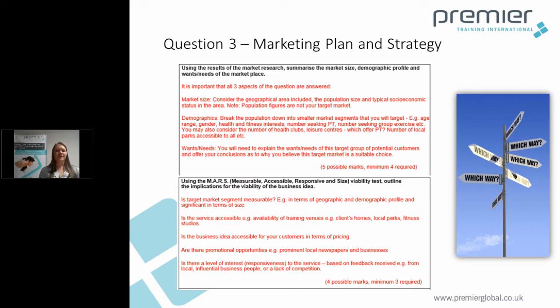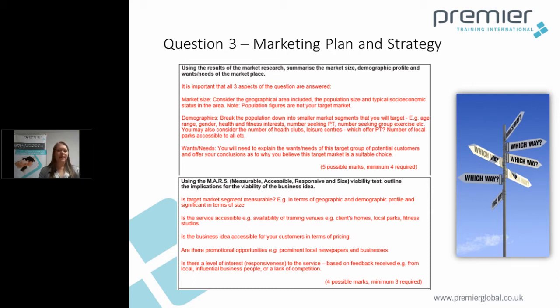You may want to put 3 individual headings of market size, demographics, wants and needs. My advice would then be to give 2 solid points under each of those headings. 5 marks are available for this question. 4 marks are needed to meet the minimum required. There are some examples there in front of you.